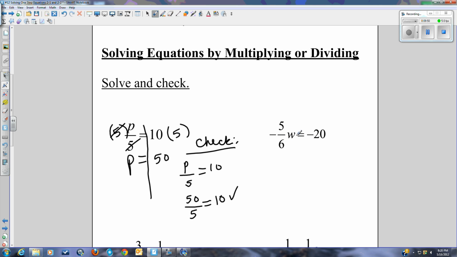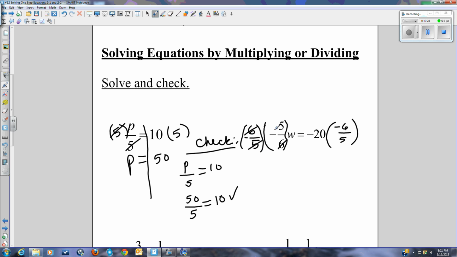Now, next one. We have negative 5/6 times w equals negative 20. We want to get w alone. The w is being multiplied by negative 5/6. The opposite of multiplying by negative 5/6 is dividing by negative 5/6. Remember, when you divide by a fraction, you multiply by its reciprocal. So we're going to multiply by negative 6 over 5. And that's what we're going to do to each side. That's how you get rid of a fraction in front of a variable.